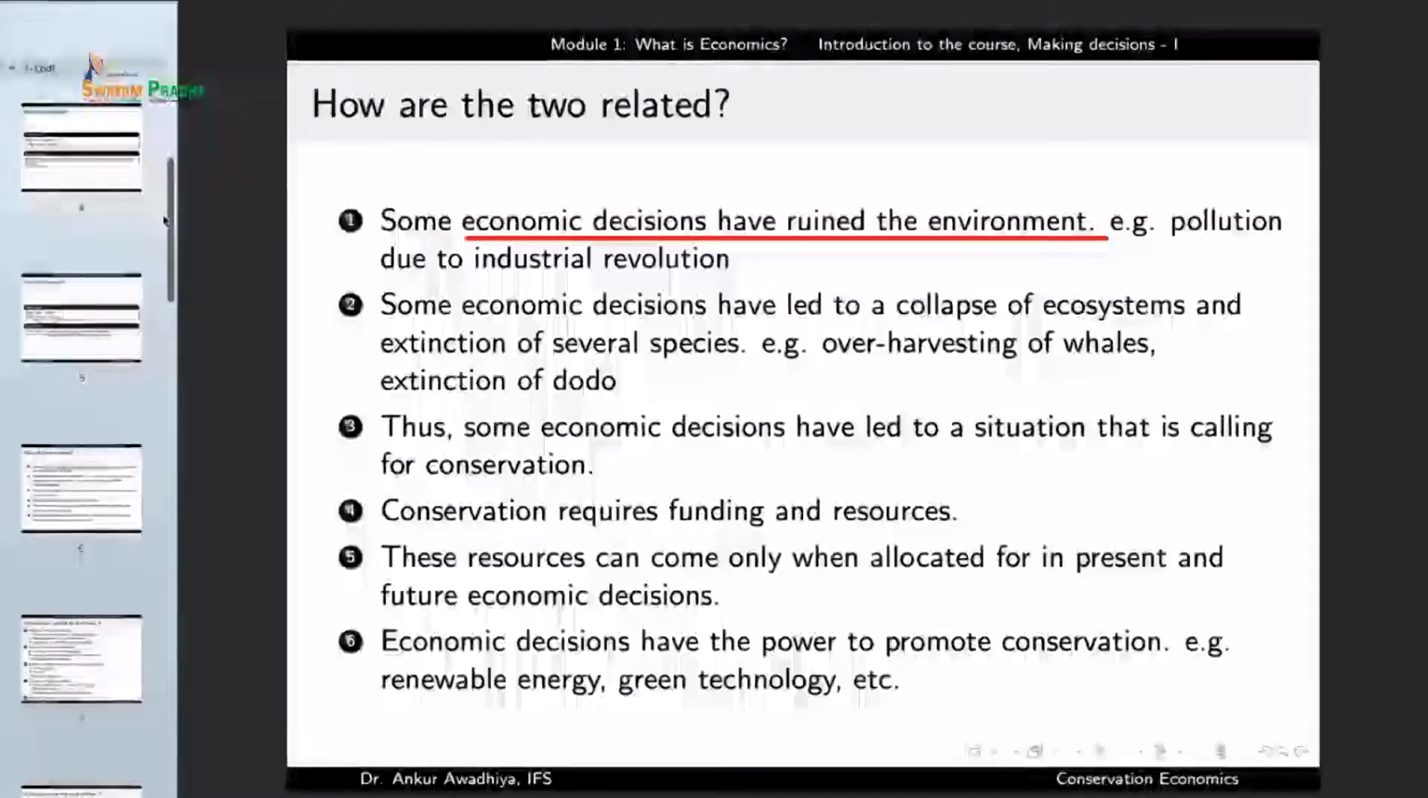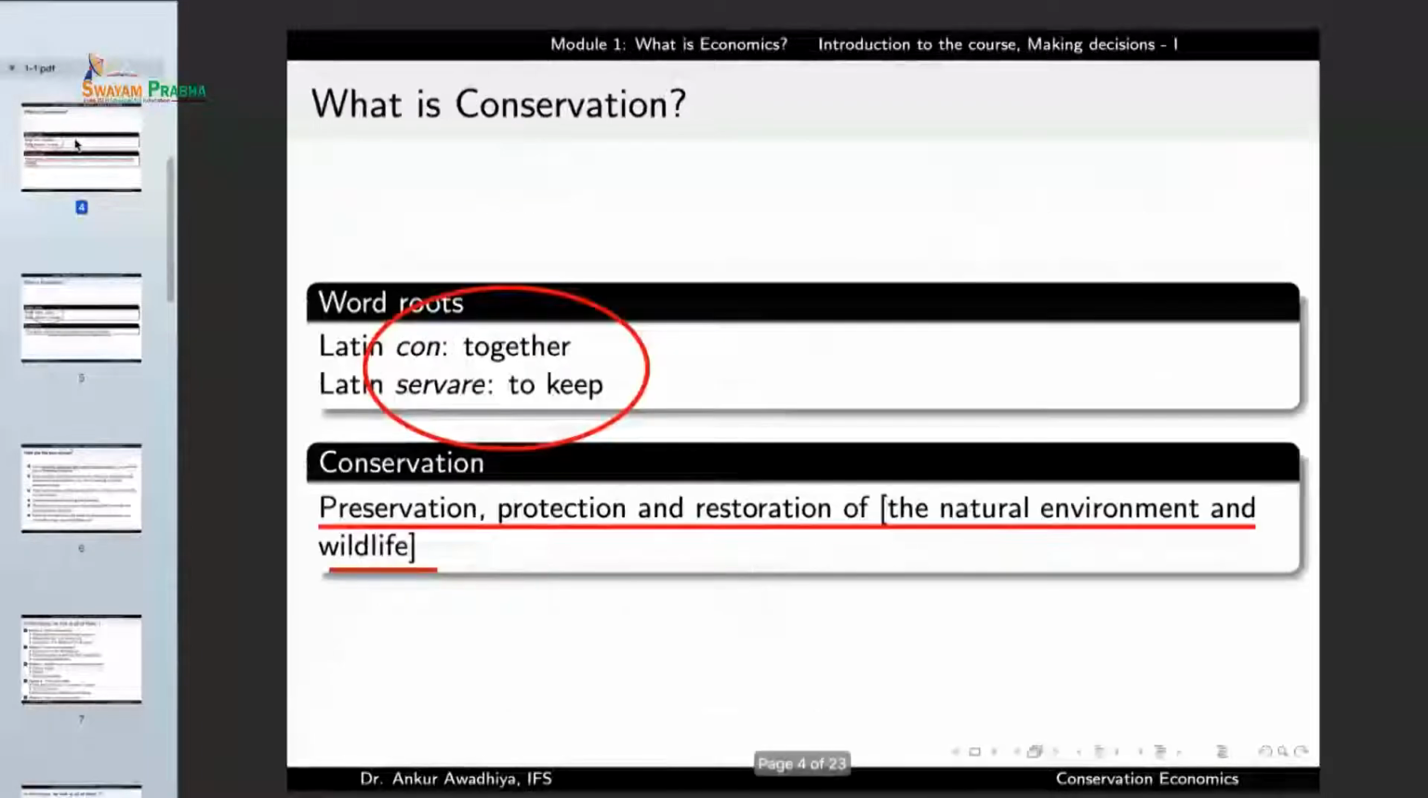Now, economics also gives us options to ensure that people install these devices. And we'll look at things like the cost theorem that can help us ensure that these pollution controlling devices are installed. But certain economic decisions, especially bad economic decisions, ruin the environment. And so the environment needs to be protected. In the case of conservation, we were talking about the protection of the natural environment. So if the natural environment is getting degraded because of certain economic decisions, then conservation is required. So both of these are related in this way.